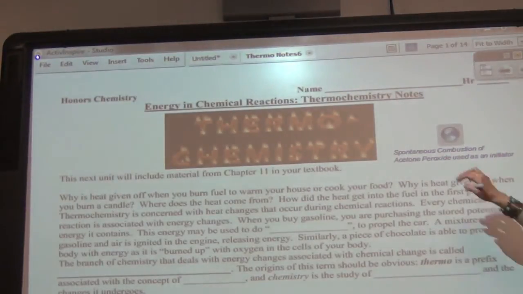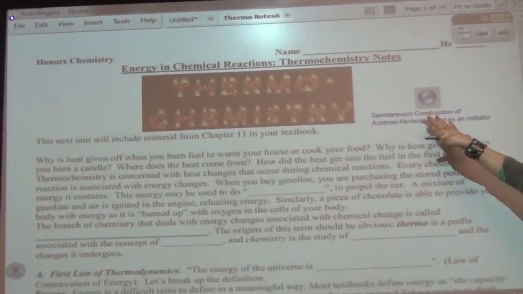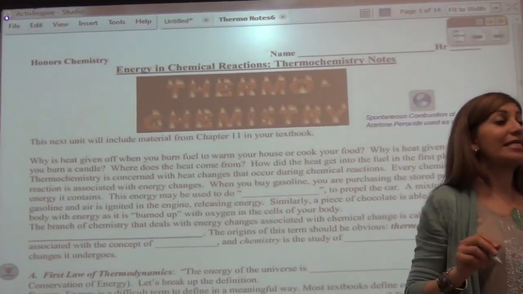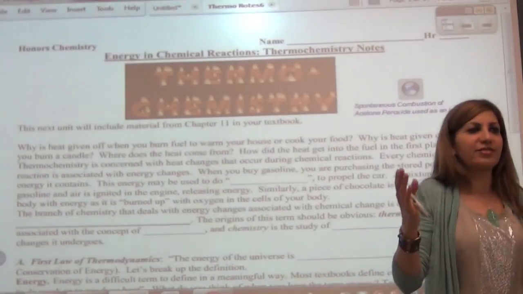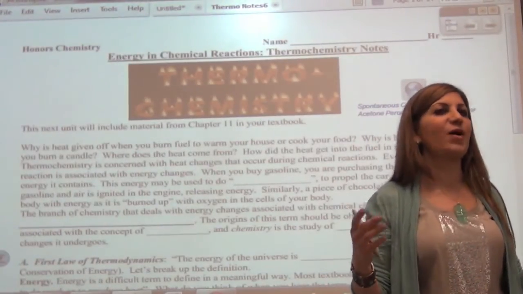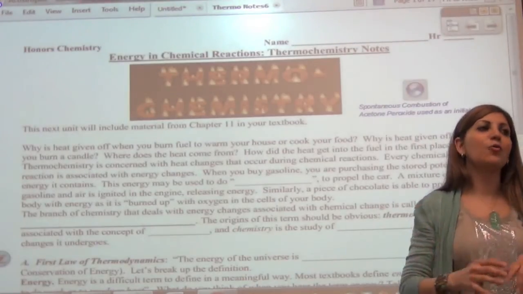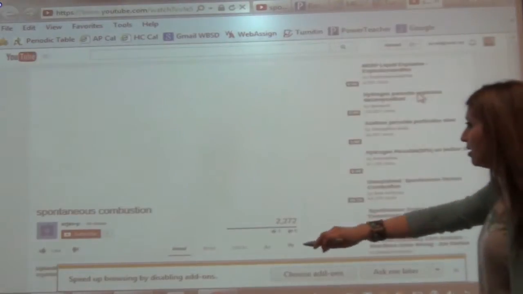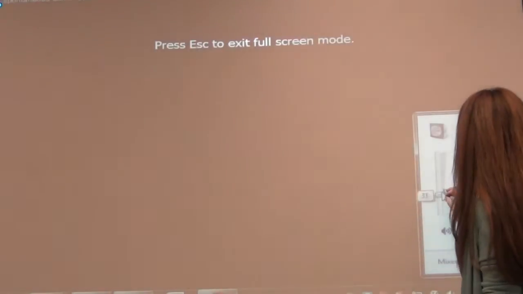So we're going to start off, and I want to show you this video. It's the spontaneous combustion of acetone peroxide, and it's used as an initiator. You don't always need to ignite a reaction. It can actually start itself. And what we say is that it's spontaneous if a reaction starts without you adding outside energy. So watch this one. This is real. This is not a fake reaction. This is for real. I want to make sure that my volume's here.